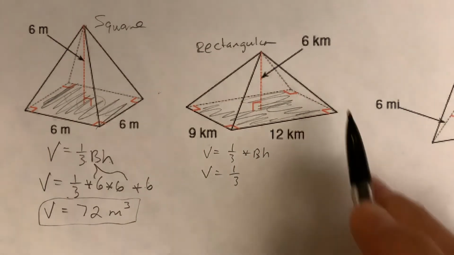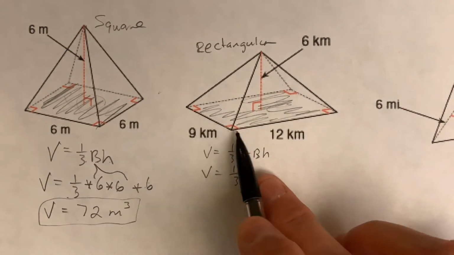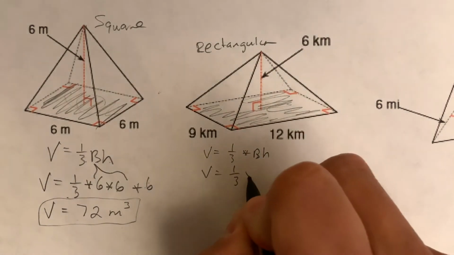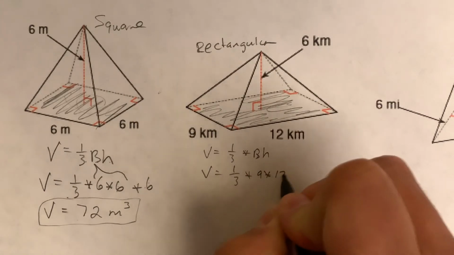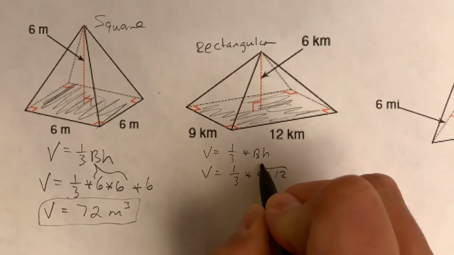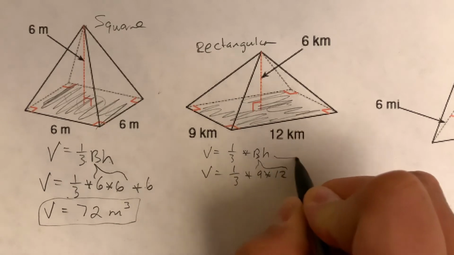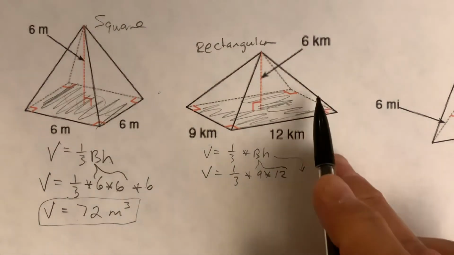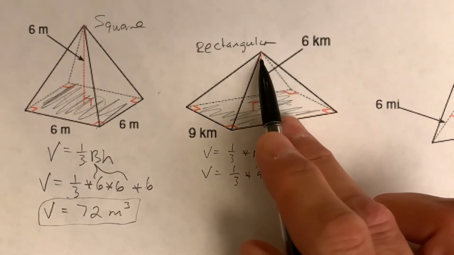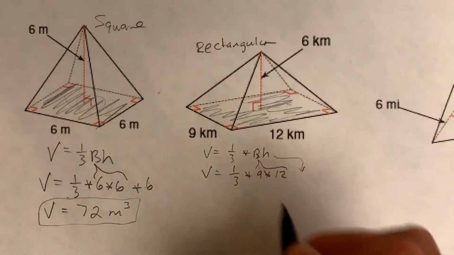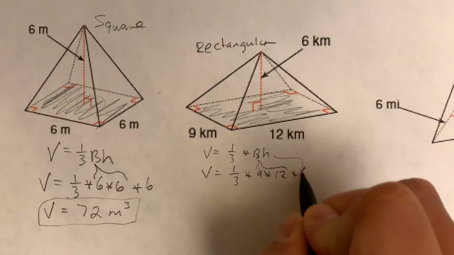The base area this time, again, is the rectangle, so it's going to be 9 times 12. So 1/3, 9 times 12. And again, that is that capital B right there, the H is going to come over on the end here. That's the height, which is, in this case, 6. Right there is 6. So it's times 6.